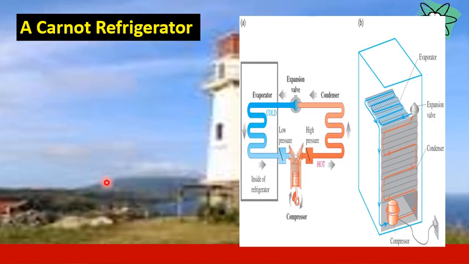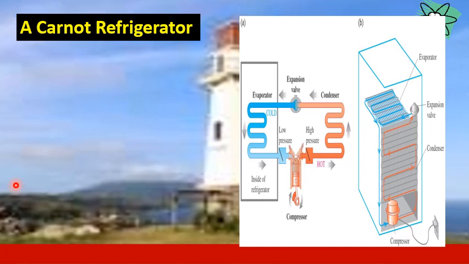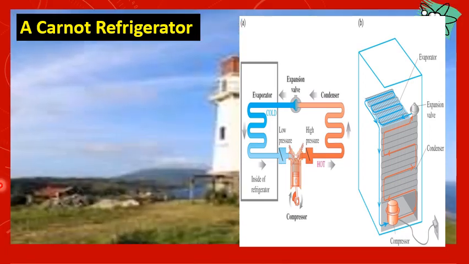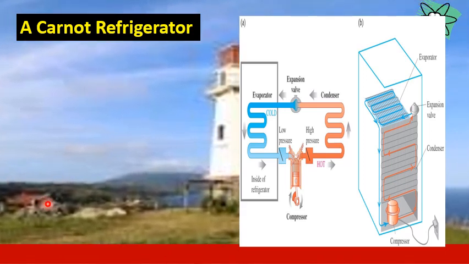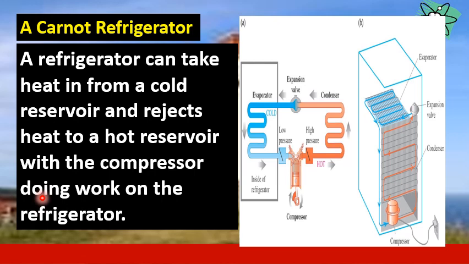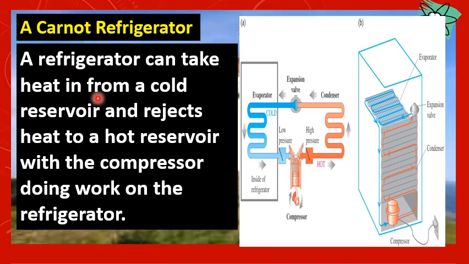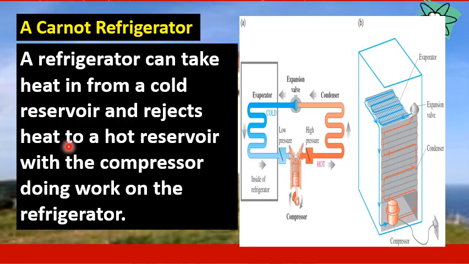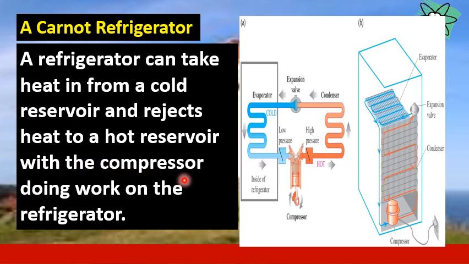Basically, a refrigerator is a heat engine performing in reverse. According to the second law of thermodynamics, heat flows spontaneously from a hot body to a cold body. A refrigerator, however, reverses this direction of the heat flow. It can take heat in from a cold reservoir and reject heat to a hot reservoir. Of course, with the compressor doing work on the refrigerator.